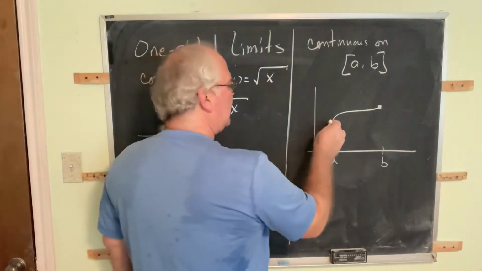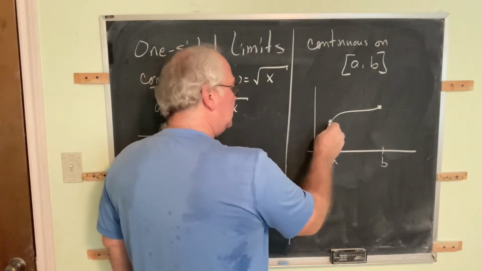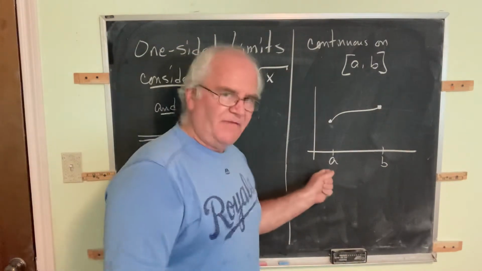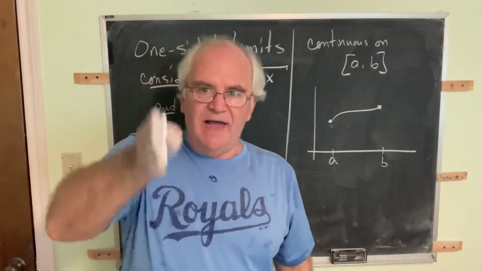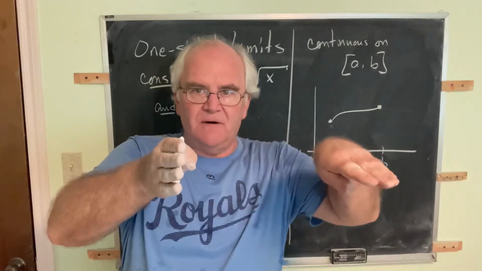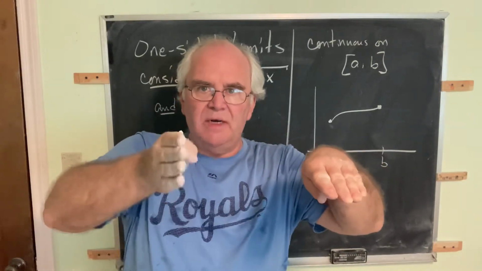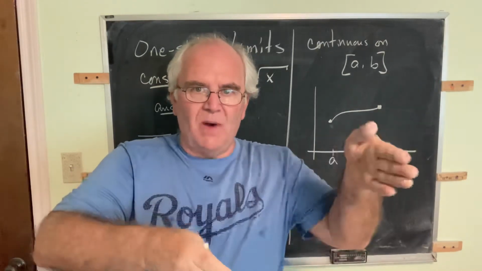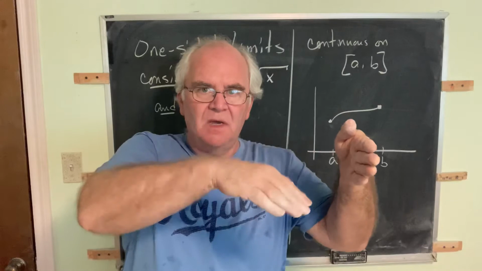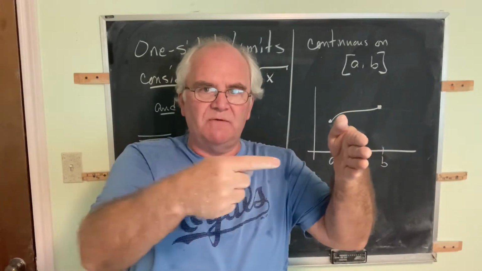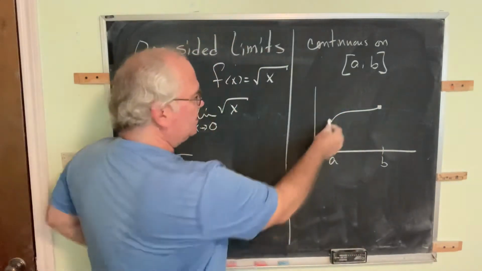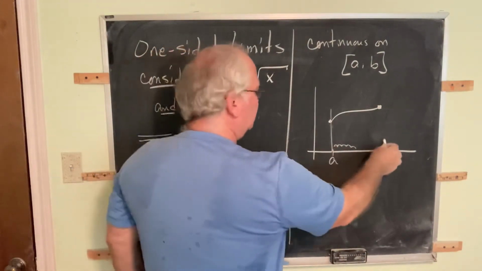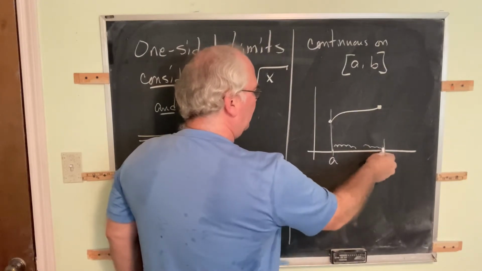And so what do we mean by continuity at an endpoint? At the left endpoint. Look, this is very tricky for some students. If it's the left endpoint, that means the function's in here. The left endpoint you can only approach from the right. And the right endpoint, the function's in here. The right endpoint you can only approach from the left. Here's the left endpoint, you can only approach from the right. Here's the right endpoint, you can only approach from the left.